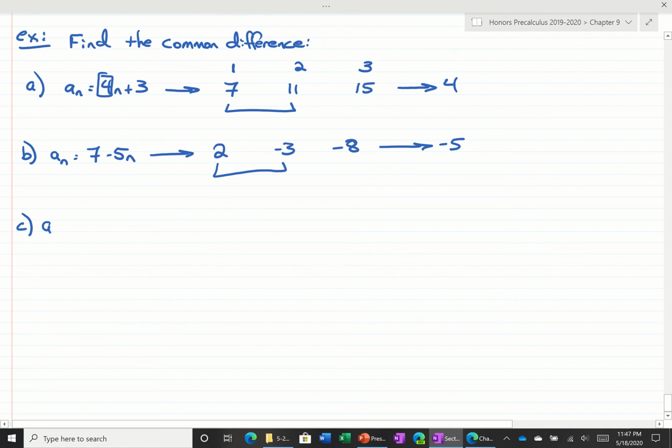What about a sub n is equal to 1/4 times n plus 3? So the first term would be 4 over 4. Second term would be 5 over 4. Then the third term would be 6 over 4. If you were to subtract these two, you would see that the common difference is 1/4, going up by 1/4 each time.